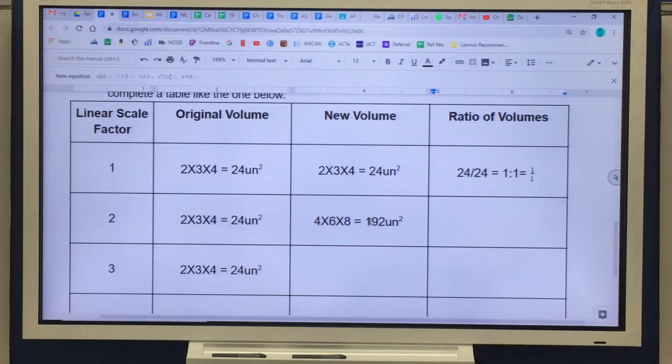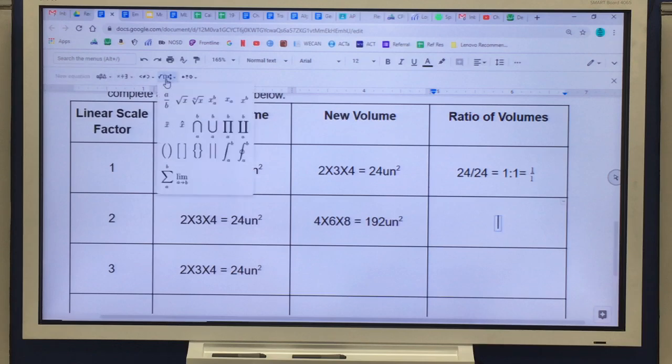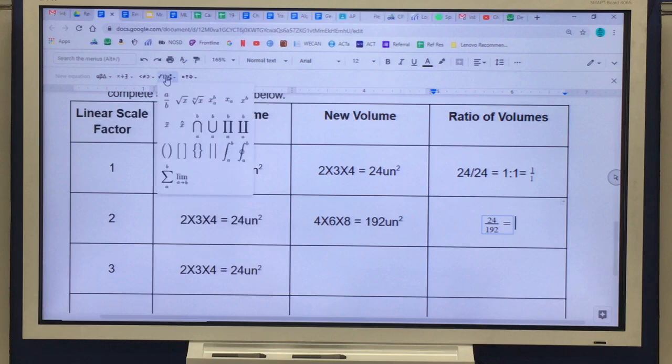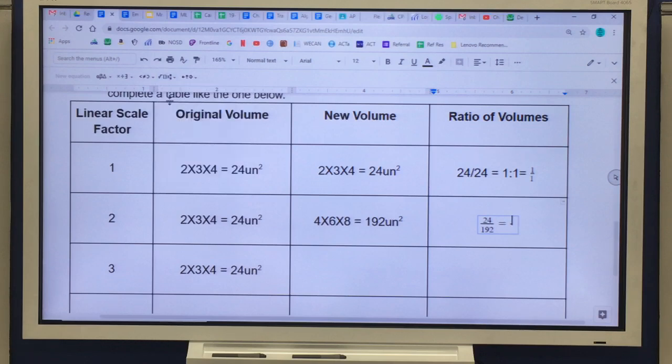So I want to go back here and make another equation. I'm going to pop this in here. My original was 24, and then 192. So that equals, so I'm going to add a new fraction to this. Again, it's a sweet little feature.